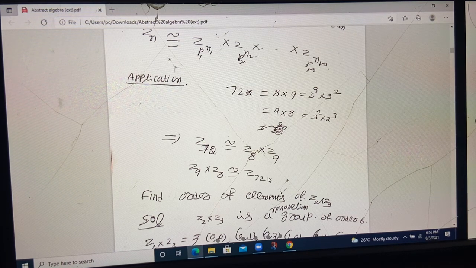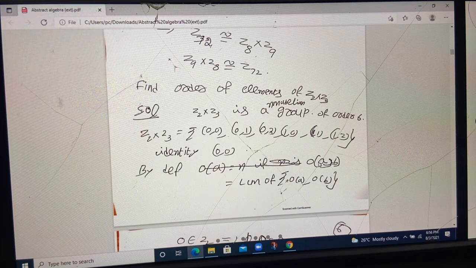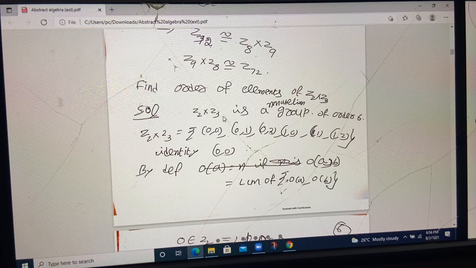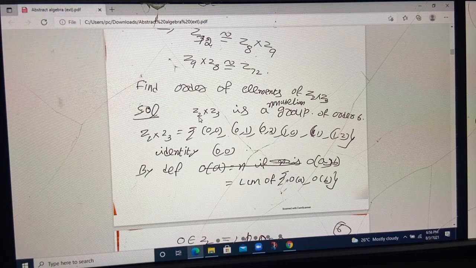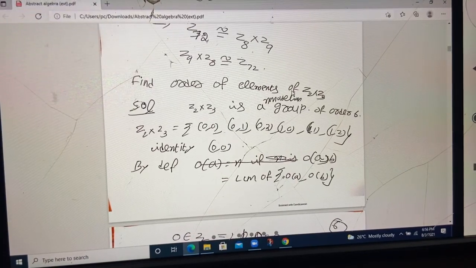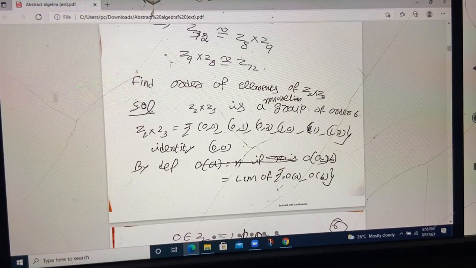Yes. Find orders of elements of Z2 cross Z3, which is a non-cyclic group of order 6, we know. What are the elements? We have seen. Identity is (0, 0). What is the order of an element by definition? Order of (a, b) is the LCM of the orders of a and b. We are asked to find the order of every element.